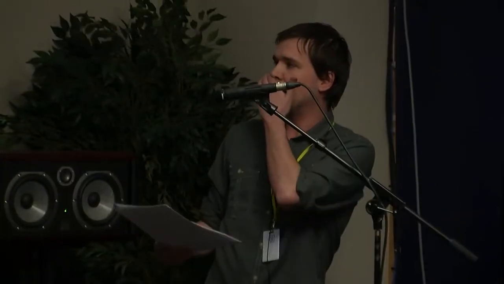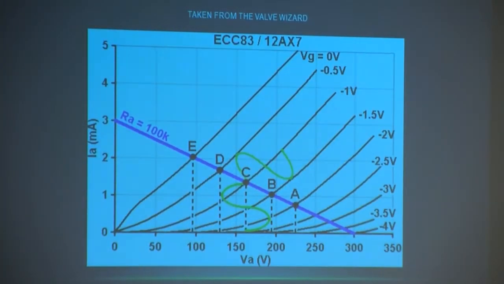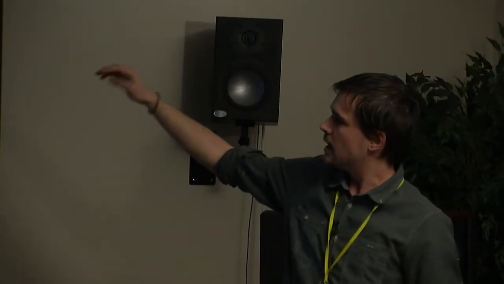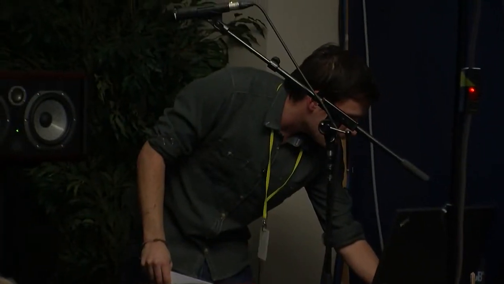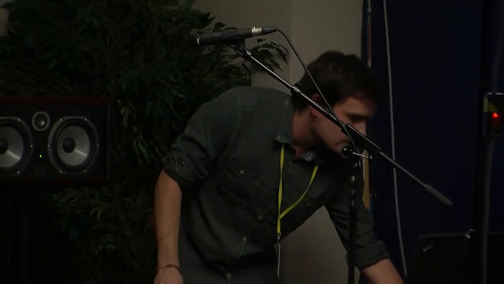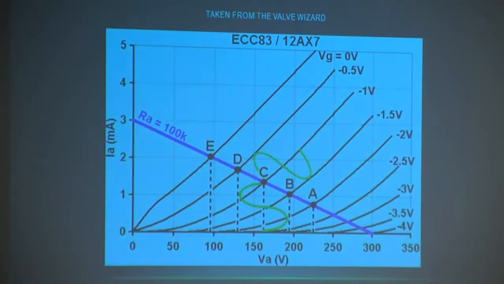We can pick our load line here, and this is actually a really useful diagram from the Valve Wizard, which is a brilliant site if anyone is interested in this kind of thing. We can see our negative grid lines and our input signal, or our audio, our music. We can see the full cycle of that on the -1 volt line. And we can also see how this corresponds on the valve's anode.